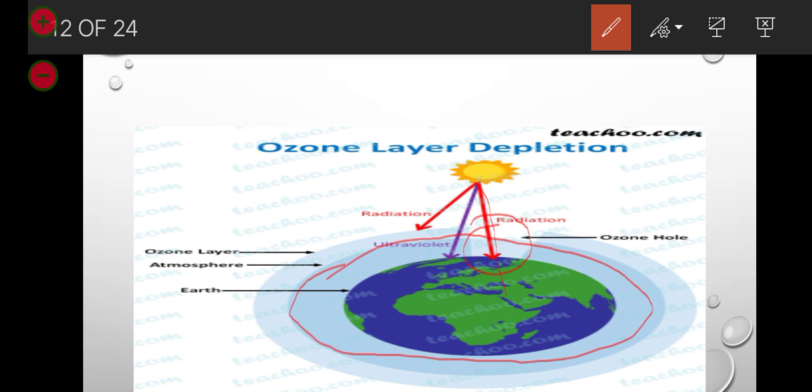The ozone layer stops the ultraviolet radiation from reaching the earth. If it is thick, then our earth will be in a safe condition. But if in some area the gases are reacting with ozone molecules and it is available in a very small quantity, we say there is a hole in the ozone layer. That part will allow the harmful radiation to reach the earth.